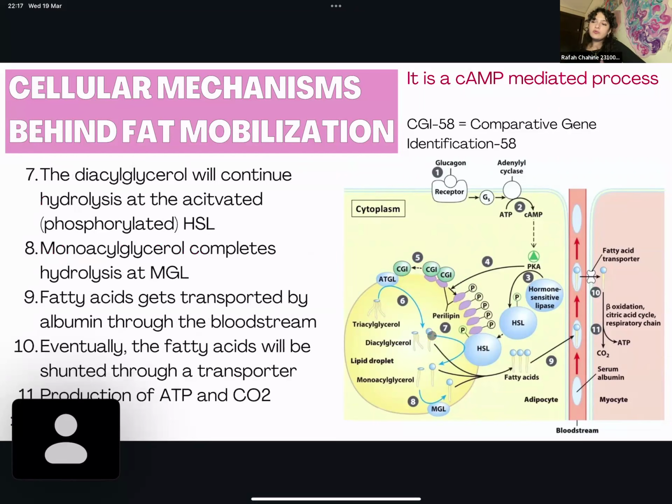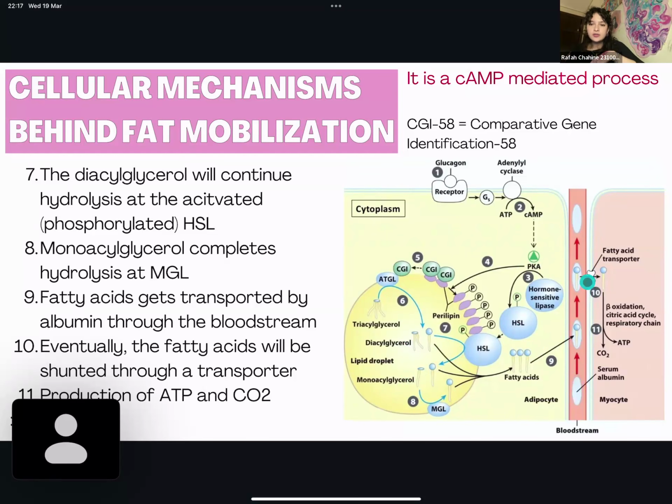Now, we're going to move on to step number 7. In step number 7, we said, to break down from diacylglycerol to monoacylglycerol, we need the hormone-sensitive lipase, which we have already activated with the help of protein kinase A. So this diacylglycerol will continue the breakdown with hormone-sensitive lipase, and monoacylglycerol will continue breakdown with MGL, and we're finally going to get our 3 free fatty acids, which are going to go through the bloodstream and get transported with the help of serum albumin.